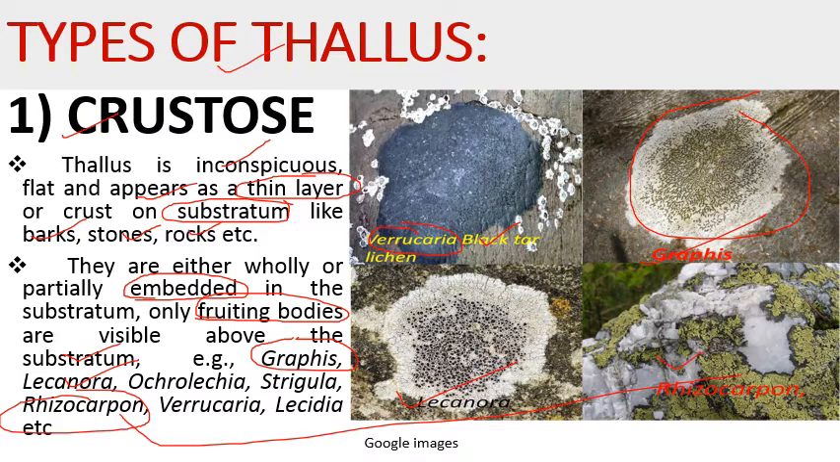This one is slightly greenish in color. So these are some examples of crustose lichens. They appear as a crust on the substratum. So that's why these are known as crustose lichens.